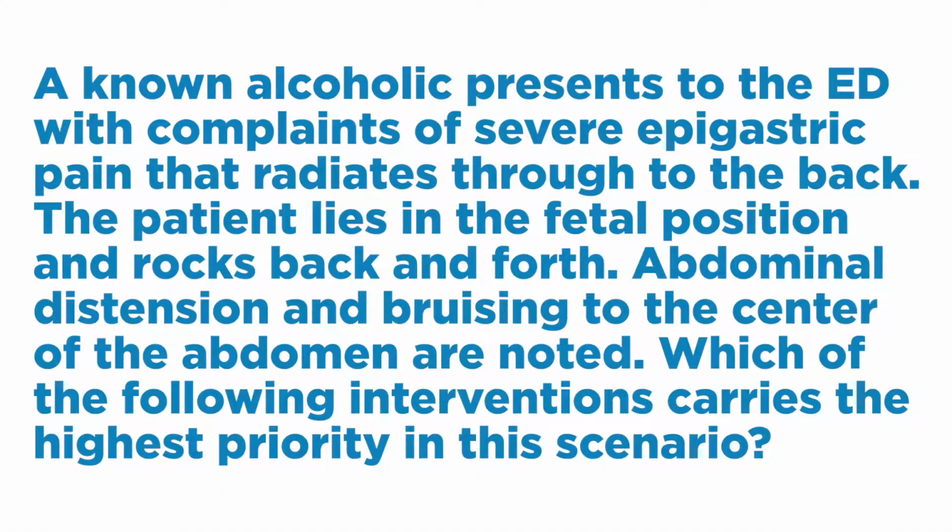So let's look at an example of a question. I'll put it up on the screen. A known alcoholic presents to the ED with complaints of severe epigastric pain that radiates through to the back. The patient lies in a fetal position and rocks back and forth. Abdominal distension and bruising to the center of the abdomen are noted. Which of the following interventions carries the highest priority in this scenario?